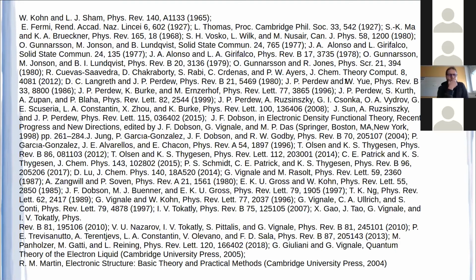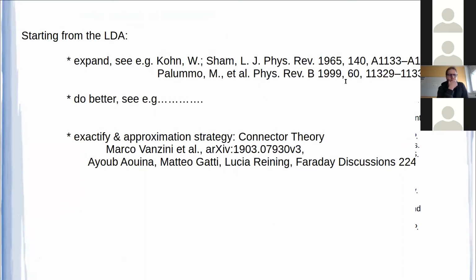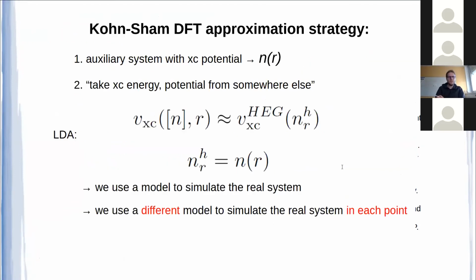Many people try to do better, and this is not an exhaustive list. Better than the LDA, using the homogeneous electron gas, but doing better. In the framework of the Faraday discussions on density functional theory, we have also discussed this. So in our group, we have some work on how to do this in principle exactly, and how to find better and better approximations beyond the LDA. This is just in case you are interested, but here we have a different problem. As I said, we use a different model to simulate the real system in each point in the LDA.